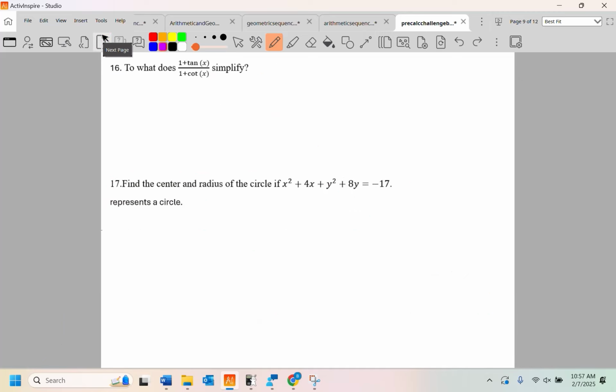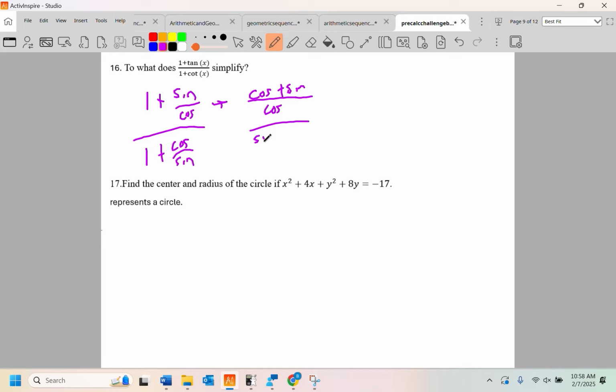To what does 1 plus the tangent of x divided by 1 plus the cotangent of x simplify into? What should we do? I don't think we should use the conjugate. I think we should write this as 1 plus sine over cosine. And that should be written as 1 plus cosine over sine. Now let's unify the fractions together. This is going to become cosine plus sine over cosine. This is going to become sine plus cosine over sine.